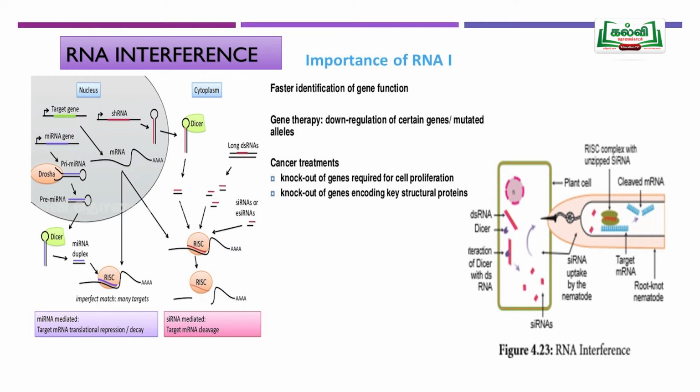Now, the importance of this RNAi: we may identify gene function faster by using RNAi. The next important one is gene therapy. In gene therapy, the down regulation of certain genes and mutant alleles will be detected. This technique is also used in cancer therapy. That means a knockout of a particular gene will be done, or the gene encoding a certain key structure of a protein will be knocked down by this RNA interference.